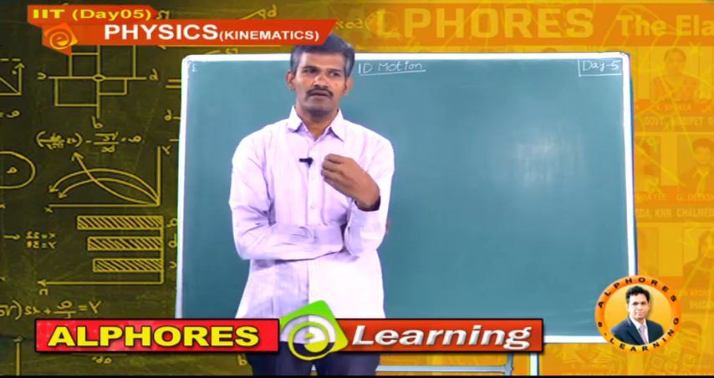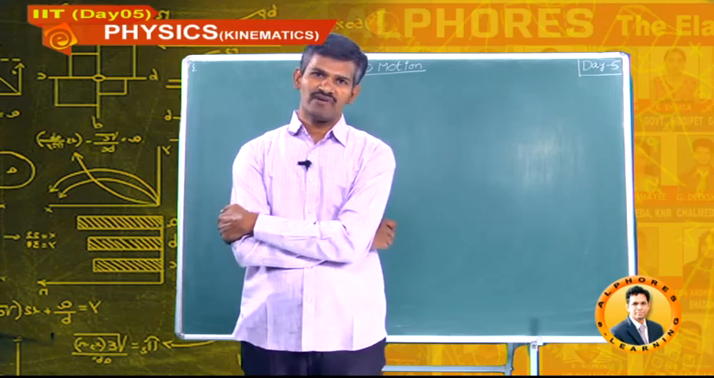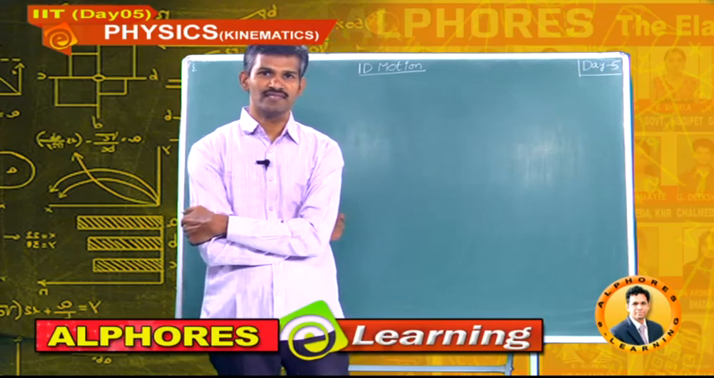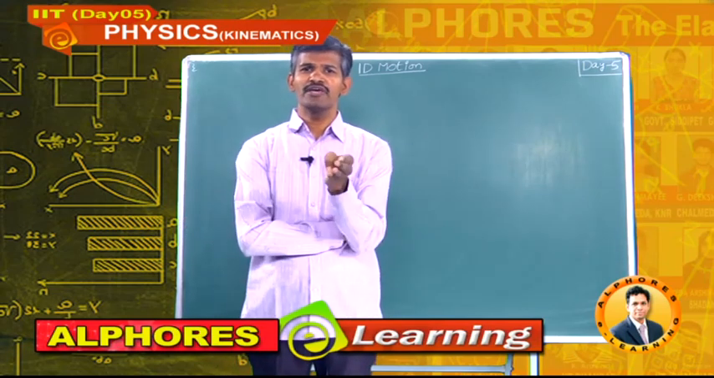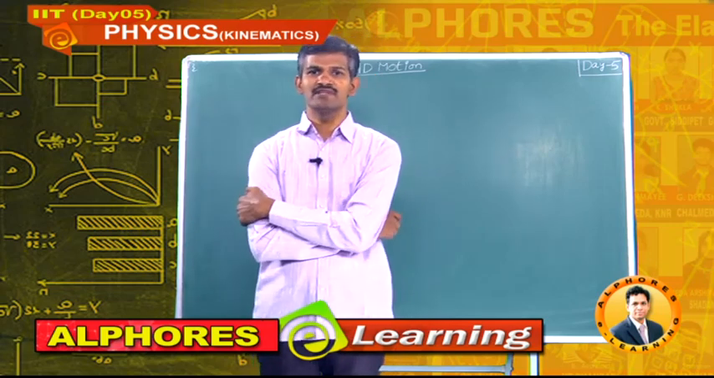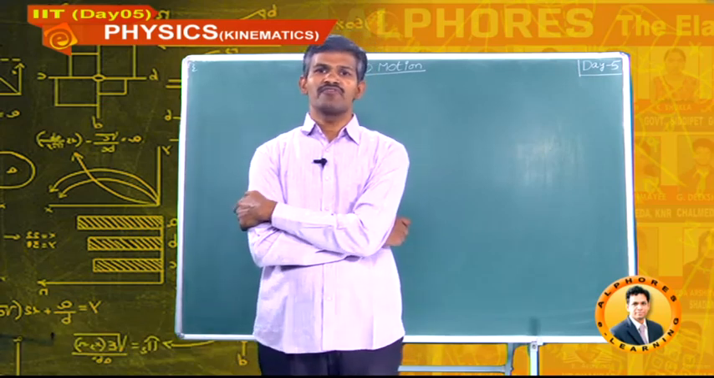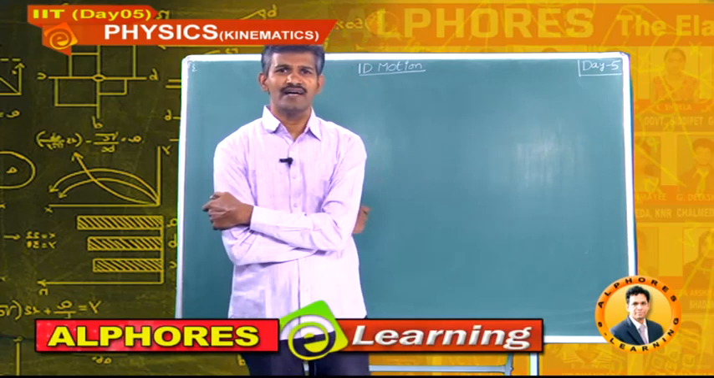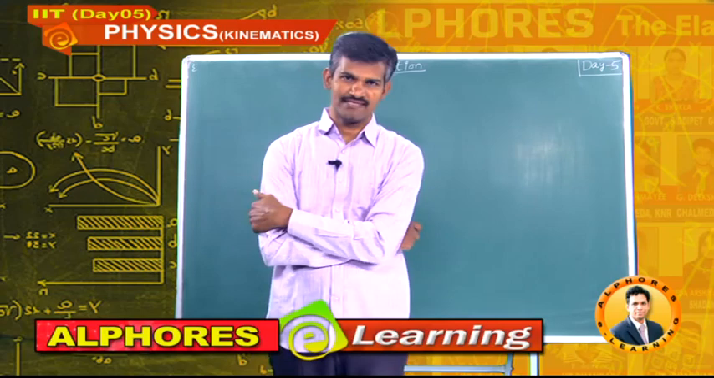So, our next topic is uniform velocity. We already discussed the concept of uniform velocity. Uniform velocity means if a body covers equal displacements in equal time intervals, then that body is said to be in uniform velocity. Lastly, we started discussing graphs related to uniform velocity.